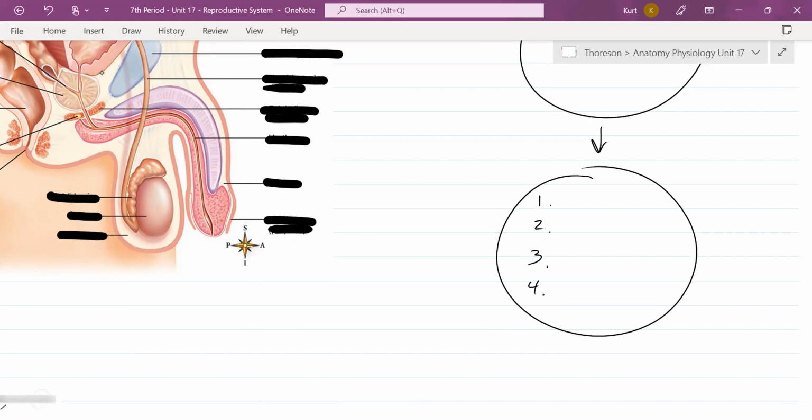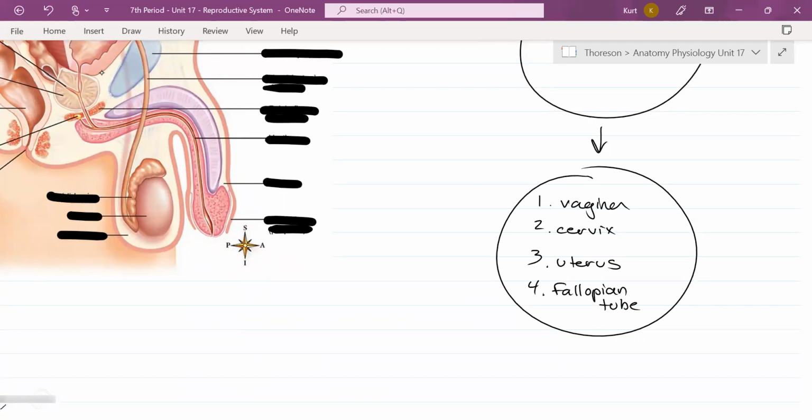Can you tell me the first place in the female that sperm is supposed to come in contact with? The vagina. Then where? Cervix. Next, uterus. And finally, fallopian tubes. Good. Now, that's easy for the female side.